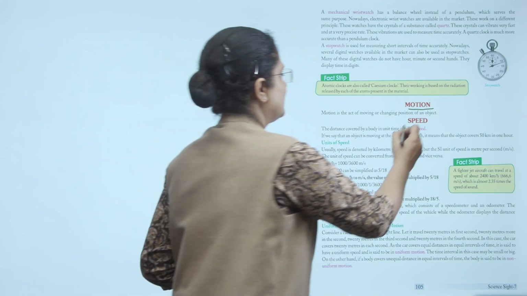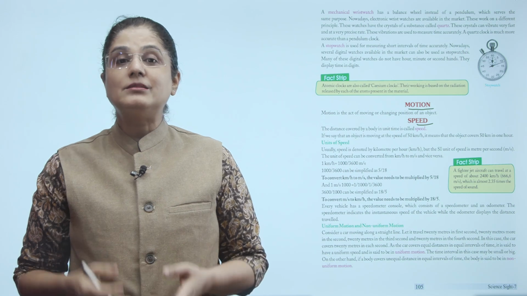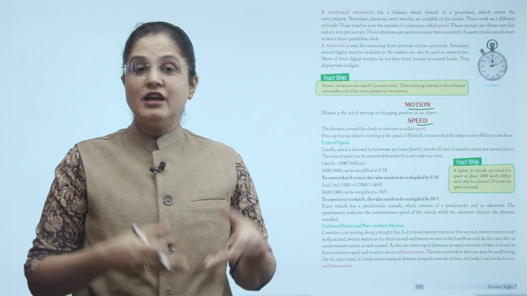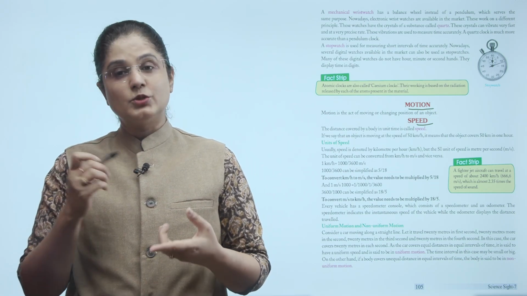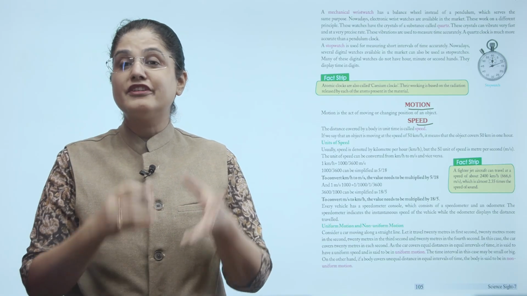Let's look at speed. Now the distance covered by a body in unit time is called speed. अगर हम कहें कि कोई ऑब्जेक्ट 50 किलोमीटर्स पर आवर की स्पीड पर मूव कर रहा है, तो इसका मतलब है कि 1 घंटे में वो ऑब्जेक्ट 50 किलोमीटर्स ट्रैवल करता है.